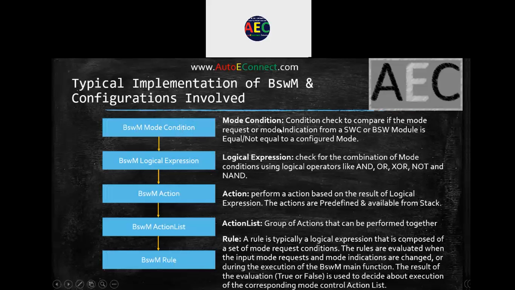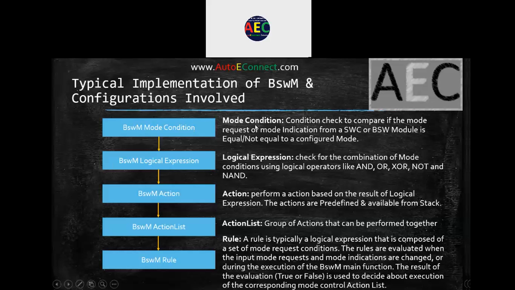The first thing is the mode condition. Mode condition is nothing but a condition check to compare if the mode request or mode indication from a software component or a BSW module is equal or not equal to a configured mode. Like I told, the whole BswM implementation will be done based on a condition check, and when the condition check is passed, there will be one action. If it is failed, there will be a different action. So it's like a Boolean algorithm. You get either true or false for the mode condition check, and then if the condition passes, we will have certain next operations to do. We will see all of this.